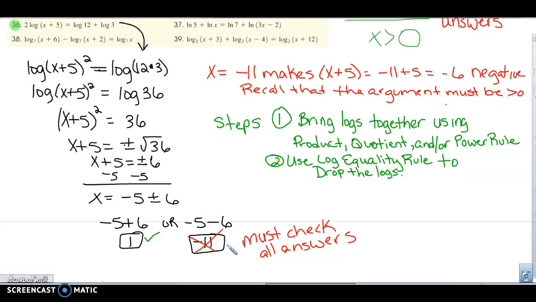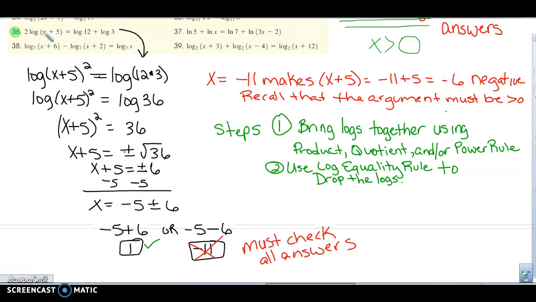Before I turn both of these answers in, I need to look back at the problem and see if either one of them would make my argument be negative, because I would have to then not include that. So notice if we let x equal 1, we get 1 plus 5, which is 6, which is greater than 0, no problem.